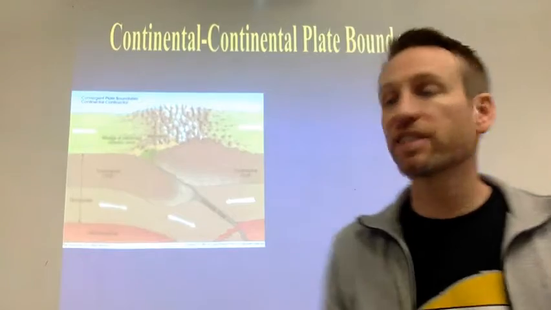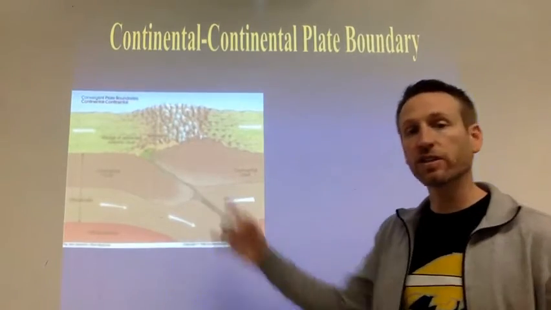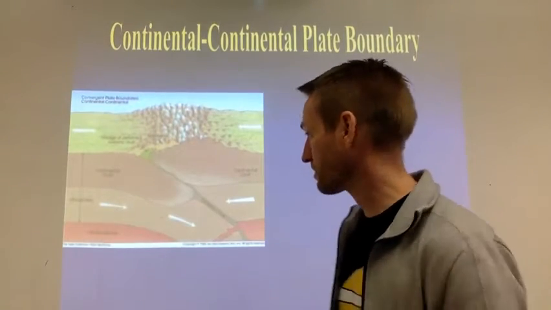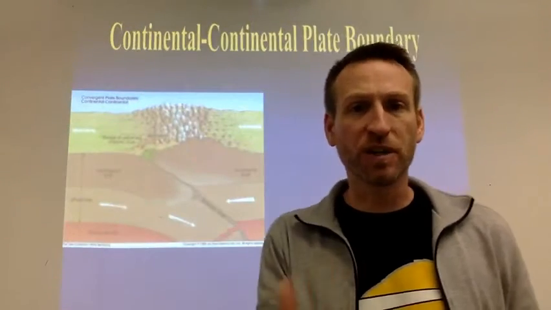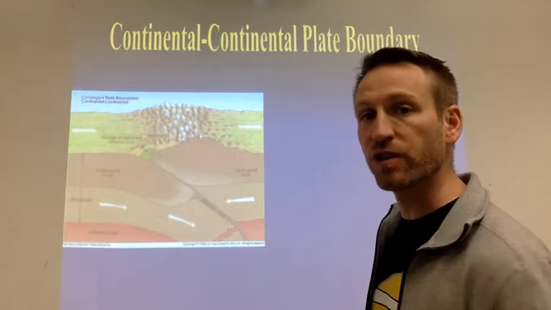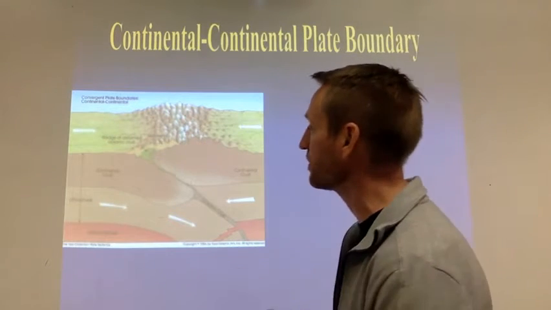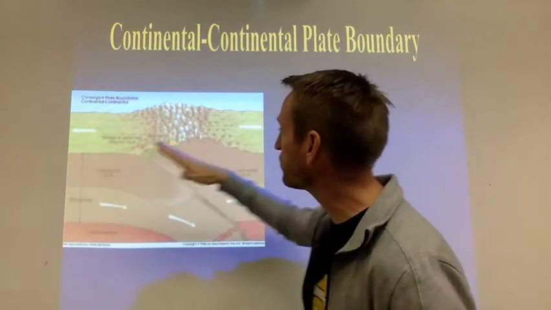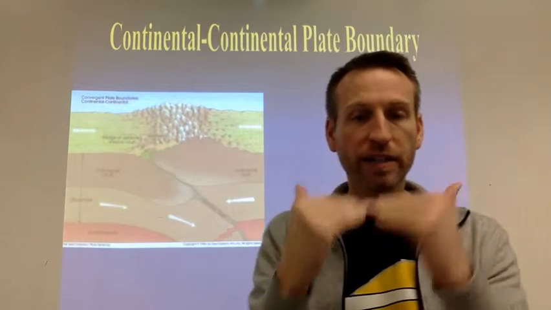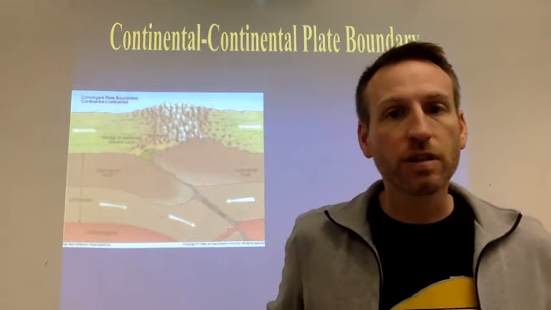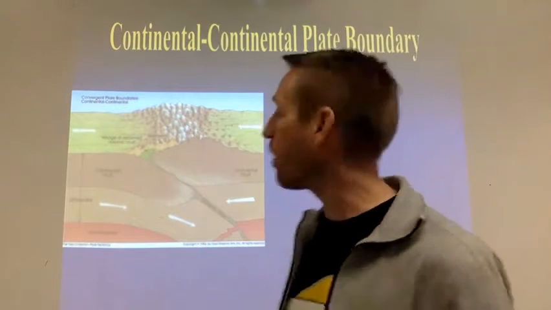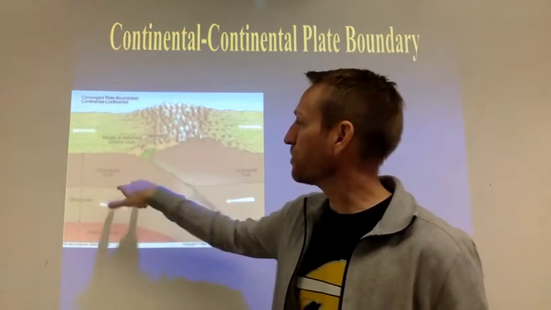So let's start with continental to continental. Let's take a look here at the picture. Again, it's a pretty simple picture, but I think it does a good job of illustrating for us what's going on and all the different possibilities. So obviously, it's two land plates colliding, continental crust, two continental plates colliding. So there's no water. They're the same type of rock.